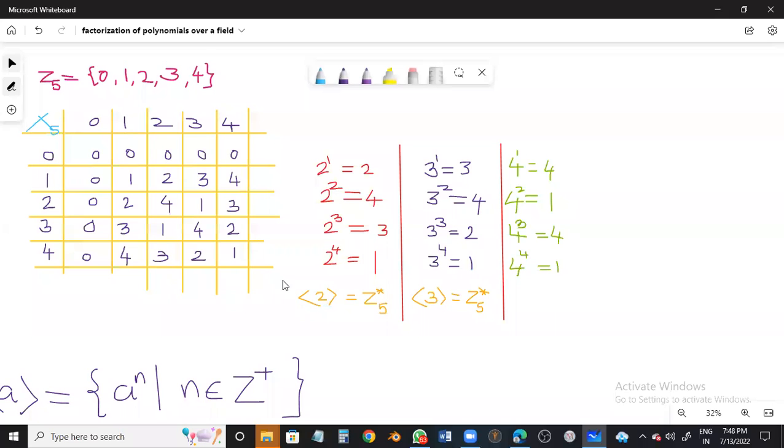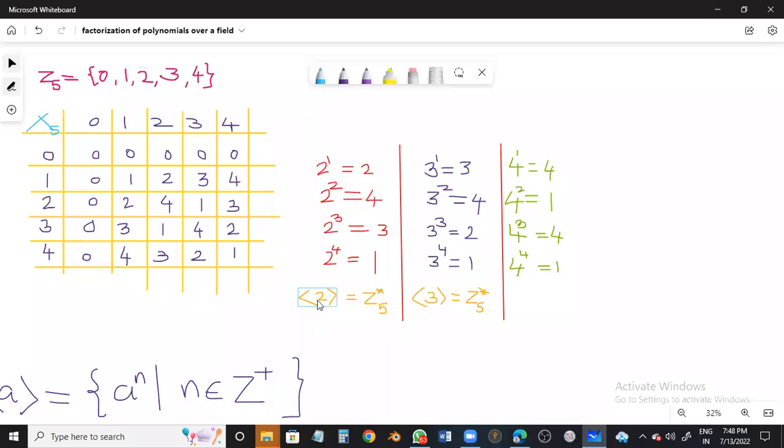Let me repeat the same thing. I just chose one element out of the set and tried to find the powers of that particular element. Once all the elements are generated, I say that particular element is a generator.